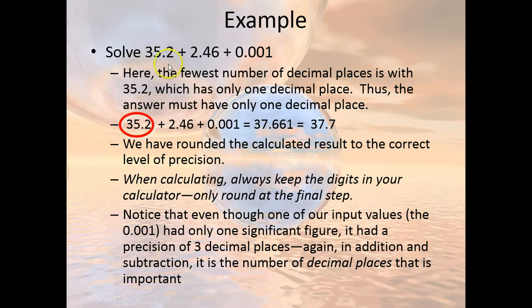Well, the 35.2 is known to the nearest tenths place. This is known to the nearest hundredths place, and this is known to the nearest thousandths place. Again, consider what would have been involved in a real physical measurement that was rounded to these. In other words, for example, this was really somewhere between 2.455 and 2.465. And you can come up with similar statements for the other two numbers.